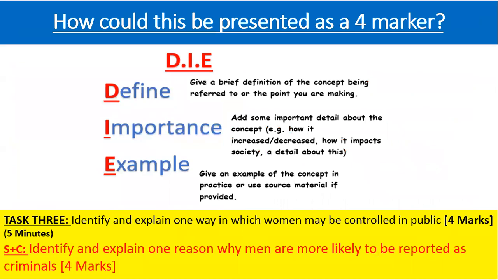Okay, now last two bits. So you've got a 4 marker here. Task 3, I want you to identify and explain one way in which women may be controlled in public. So link this to control theory and link this back to crime. Okay, and use that DIE approach. You've got an alternative 4 marker as well. Identify and explain one reason why men are more likely to be reported as criminals. So I'm just going to pause it for 5 minutes, and then you can answer those.